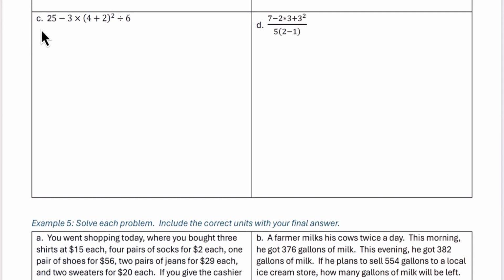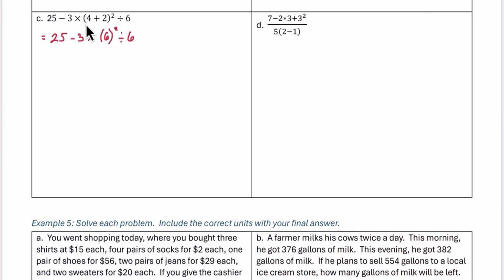In the next example, we've got a lot going on here, so be careful, follow the order of operations. Step 1 is grouping symbols, which we do have a set of parentheses. We want to simplify inside those first. So we'll copy the 25, the minus 3, and the times. That is 4 plus 2, which is 6. So we have 6 squared. Then we'll just copy the divided by 6.